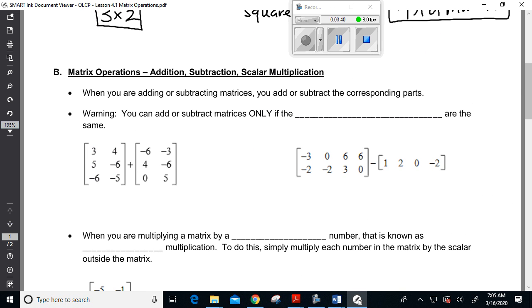So let us first start with matrix operations. Our first unit today focuses on adding, subtracting, and doing what's called scalar multiplication. So starting with adding and subtracting. When you're adding and subtracting matrices, you add and subtract their corresponding parts. So basically the parts that are in the same position with each other.